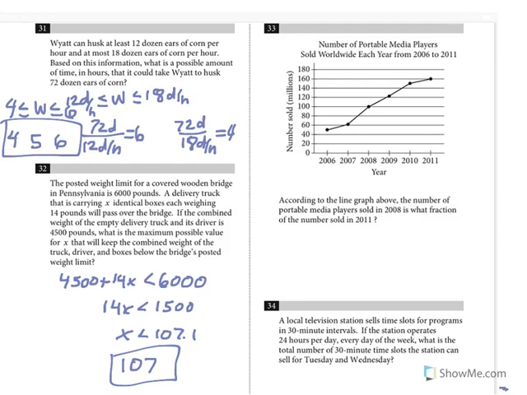All right, another reading graphs problem. According to the line graph above, the number of portable media players sold in 2008 is what fraction of the number sold in 2011? Well, let's look at 2008. In 2008 it is 100, and 2011 was 160. So what is that fraction? This is just simplifying fractions. Let's knock off those zeros at the end. So that's 10 divided by 16, which simplifies to 5/8, or 0.625.